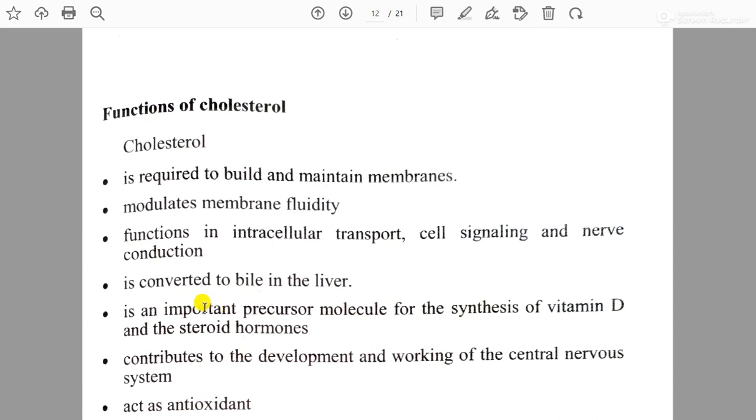So vitamin D as well as many steroid hormones are synthesized from cholesterol. Therefore, it is also called a precursor molecule. Precursor means something which is used for synthesizing another substance. So cholesterol is used for synthesizing vitamin D and steroid hormones. It also contributes to the development and working of the central nervous system, CNS, and it also acts as an antioxidant. So these are the important functions of cholesterol.